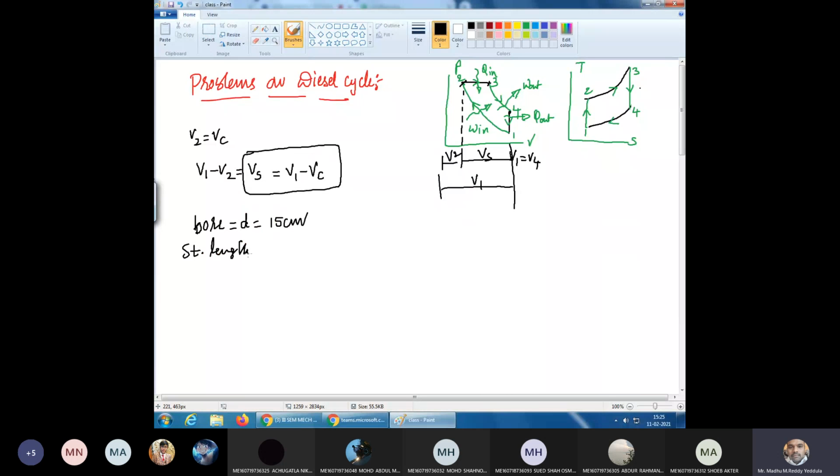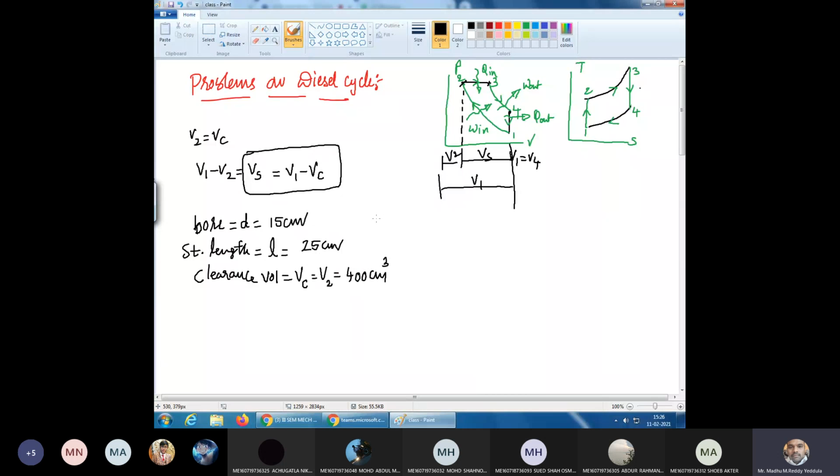Stroke length is equal to the distance between top dead center and bottom dead center. So that value is equal to 25 centimeter. And the clearance volume is given. Clearance volume is denoted by Vc, nothing but V2. So that is equal to 400 centimeter cube.